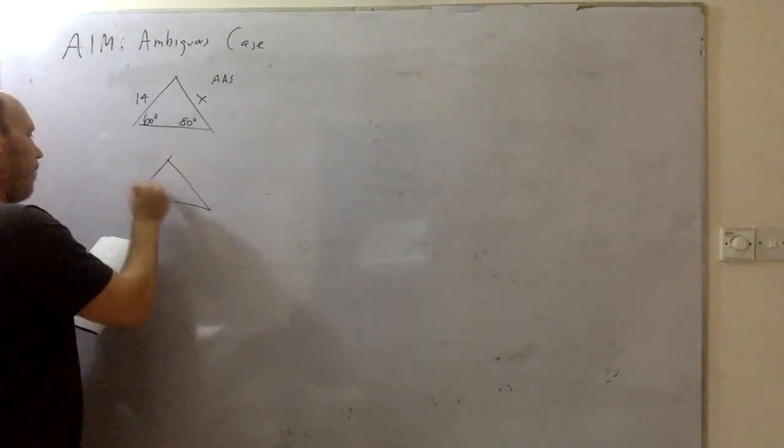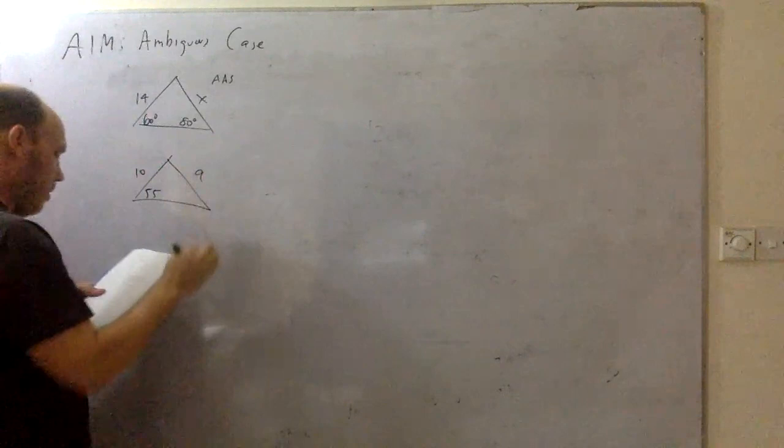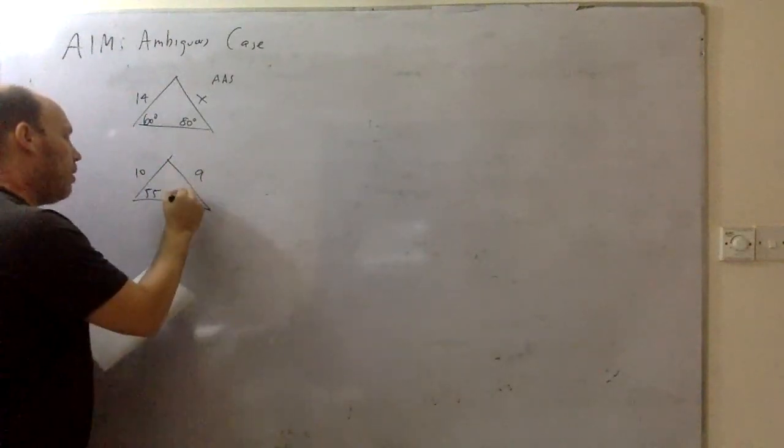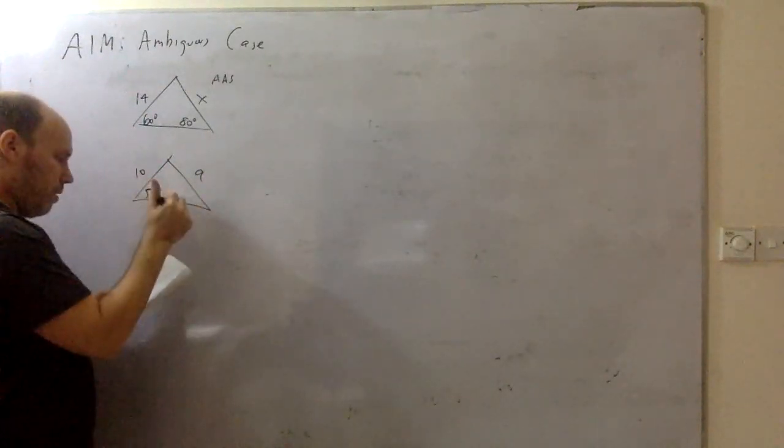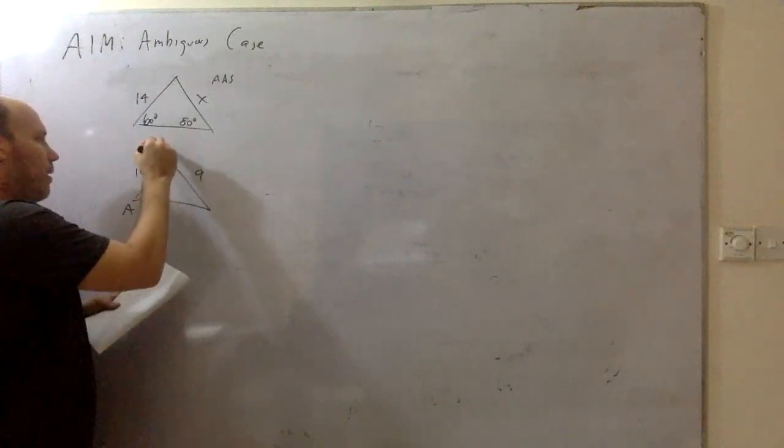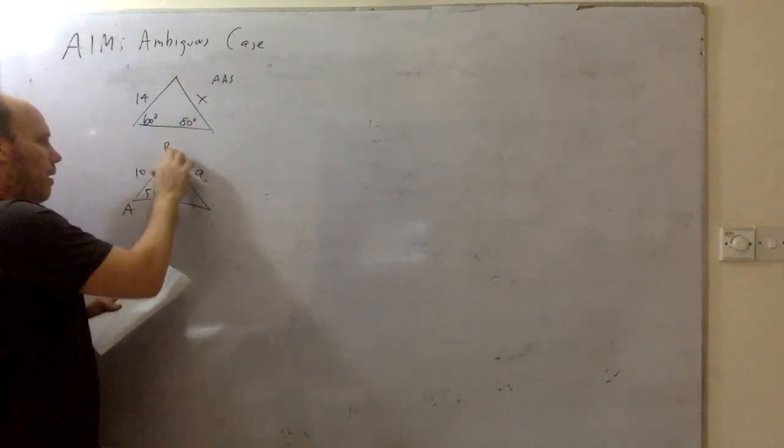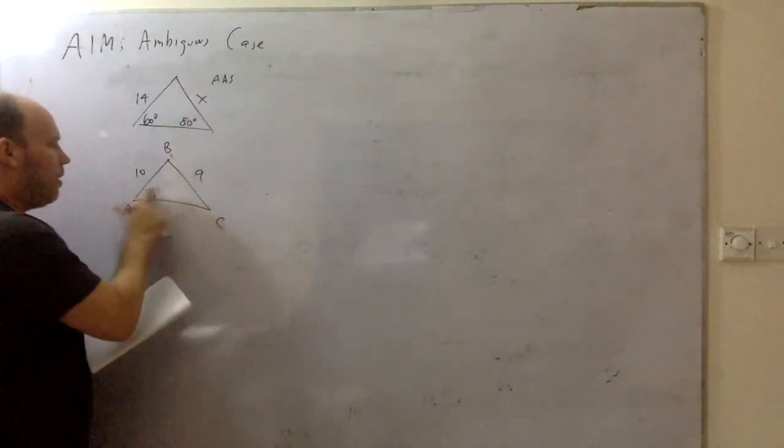Let's see, 55, 10, and 9. Let's call this A, B, and C.